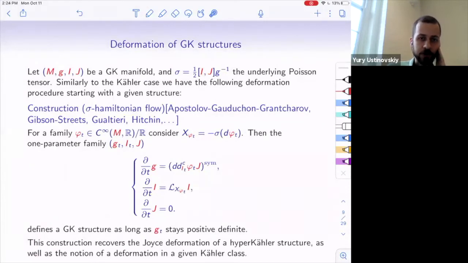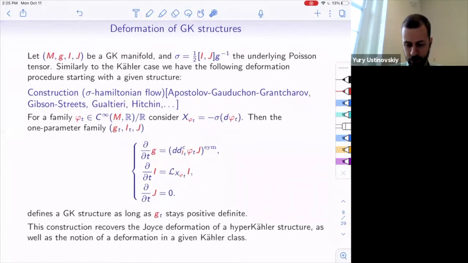So now I'm going to talk a bit about the deformation of generalized Kähler structures. We start with a generalized Kähler manifold, again in this bi-Hermitian language, and we fix the underlying Poisson tensor sigma. It turns out that, very similarly to the Kähler case, you have a procedure to deform a given generalized Kähler structure.